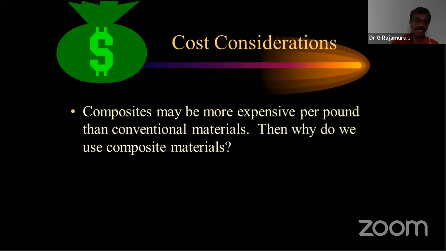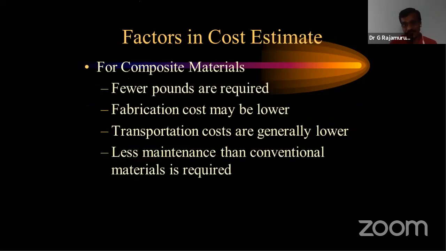Because it is so expensive, they are not trying this composite material for structural application. Still, they are using a normal engineering material. And the factors are the cost estimation, for example, the fabrication cost, transportation cost, then maintenance. Less maintenance than conventional materials is required.